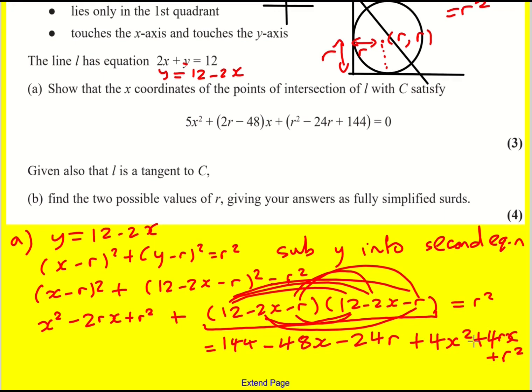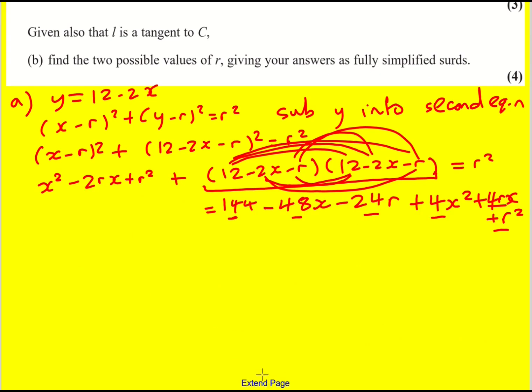Let's just count them up, make sure we haven't missed any. So I've got one term here, we've got 2 from here, so 3, 4, 5, 6, 7. Oh, sorry, that was just 6 actually, because it was 2x times 2x. So 7, 8, and then 9. Okay, that is going to be our expansion.